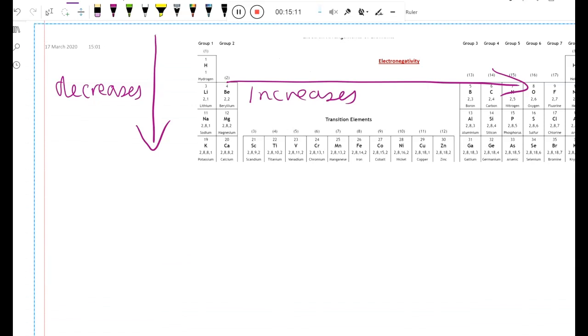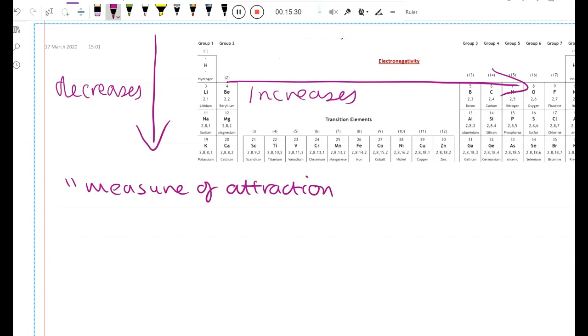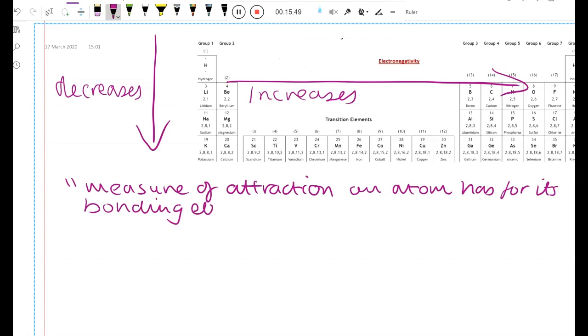Electronegativity is the measure of attraction an atom has for its bonding electrons.